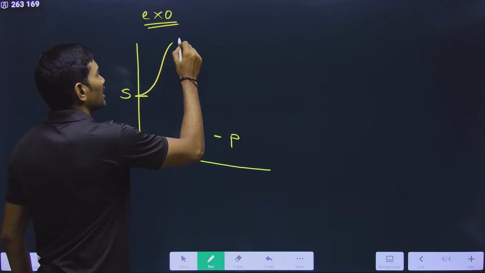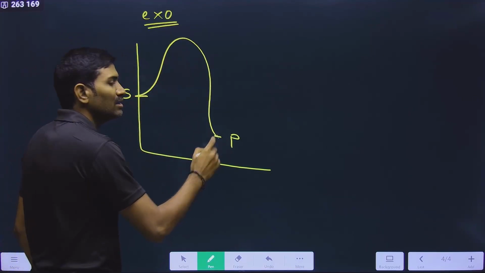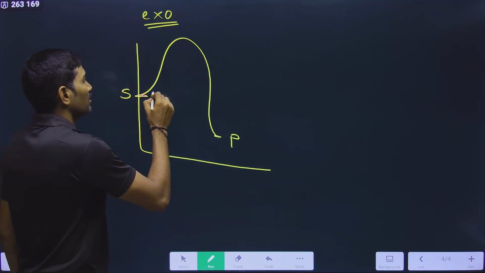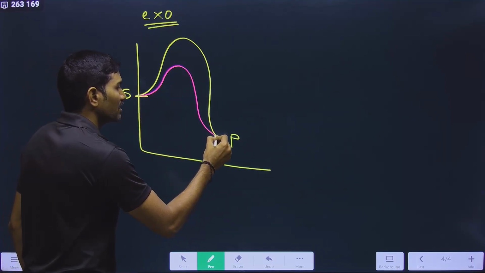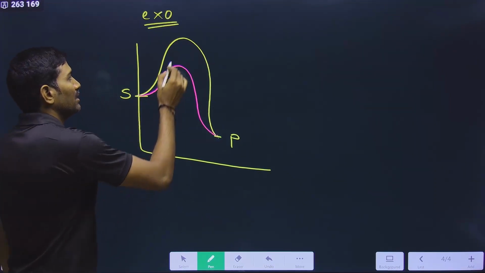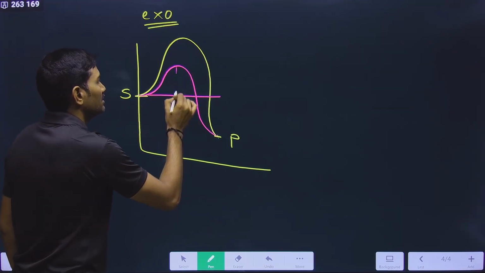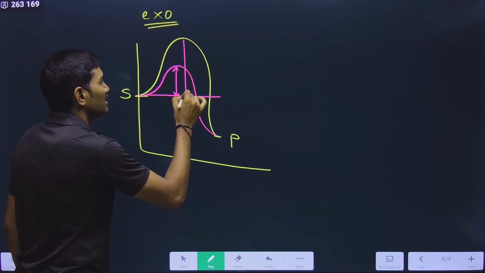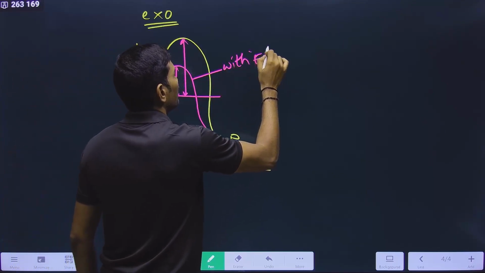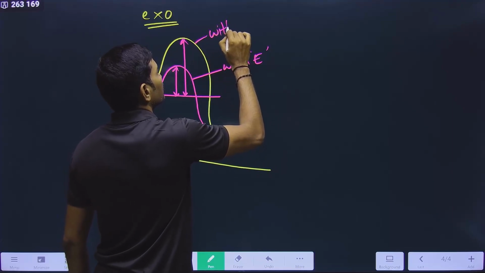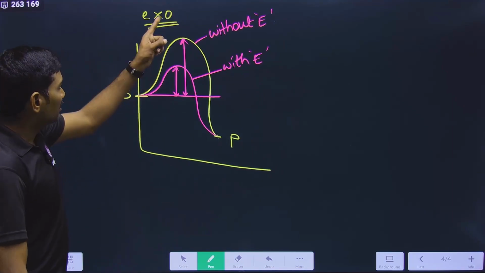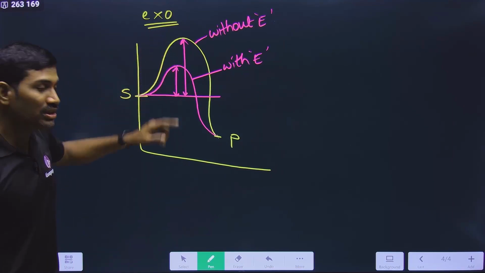In the exothermic reaction, suppose this is the transition state without enzyme. In the presence of enzyme, let us draw another one. Suppose it is like this. So in this case, what happens? The energy of substrates and products remains the same. But what is the enzyme doing? The enzyme is decreasing the activation energy. With enzyme, this is without enzyme. Observe carefully. This is how you will get the diagram for an exothermic reaction.